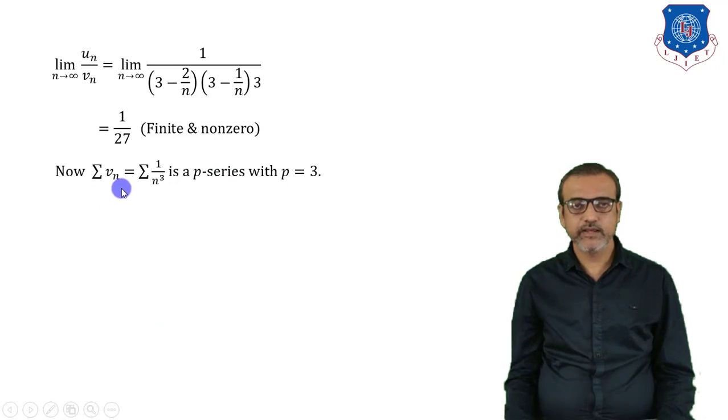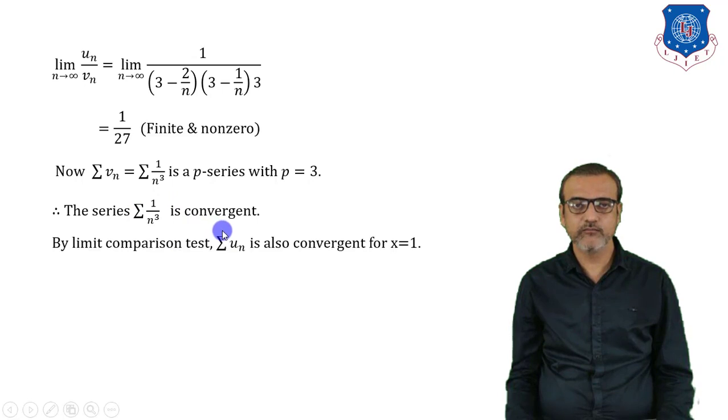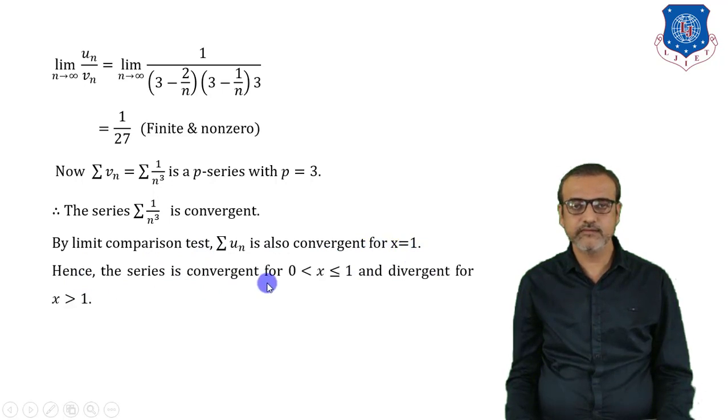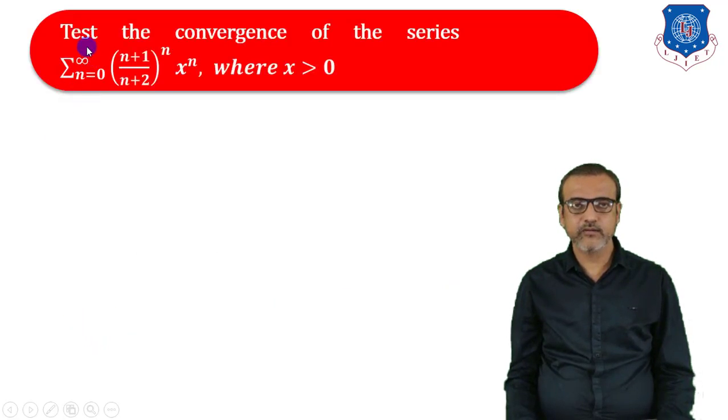Now sigma v_n, that is sigma 1 upon n cubed, is a p series with p equals 3. Therefore the series sigma 1 upon n cubed is convergent. Therefore by the limit comparison test, sigma u_n is also convergent for x equals 1. Hence the given series is convergent for 0 less than x less than or equal to 1, and divergent for x greater than 1. Now we will see the second example.